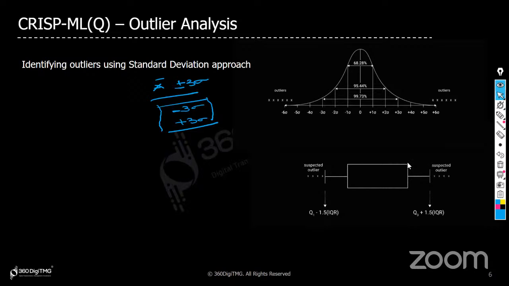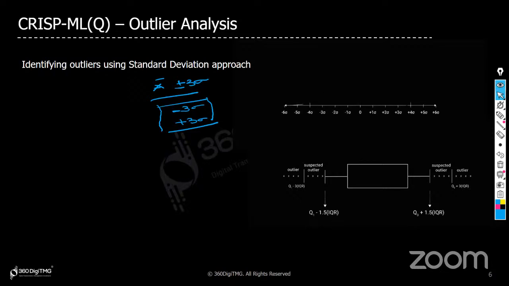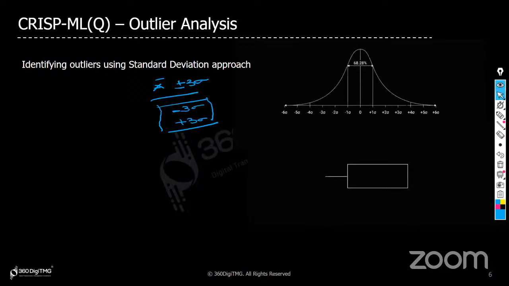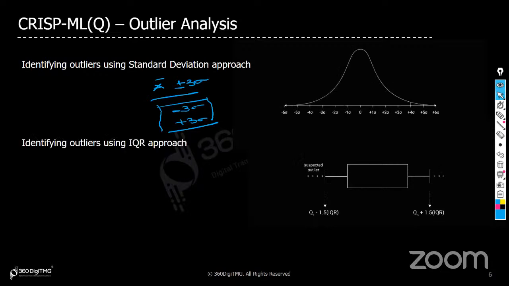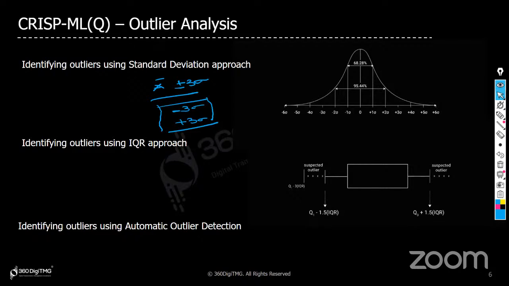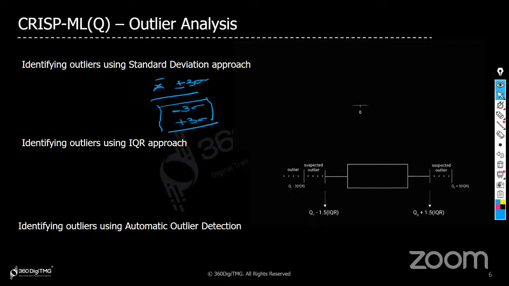The next one we have is the IQR technique, which we have seen. Q1 minus 1.5 times IQR is the minimum, and Q3 plus 1.5 times IQR is the maximum. Whatever values are less than the minimum are outliers, and whatever values are greater than the maximum are also outliers. That is called the interquartile range, IQR technique. We also have automatic outlier detection, which we will use in prediction models. We won't discuss that here. So this is about outlier analysis.